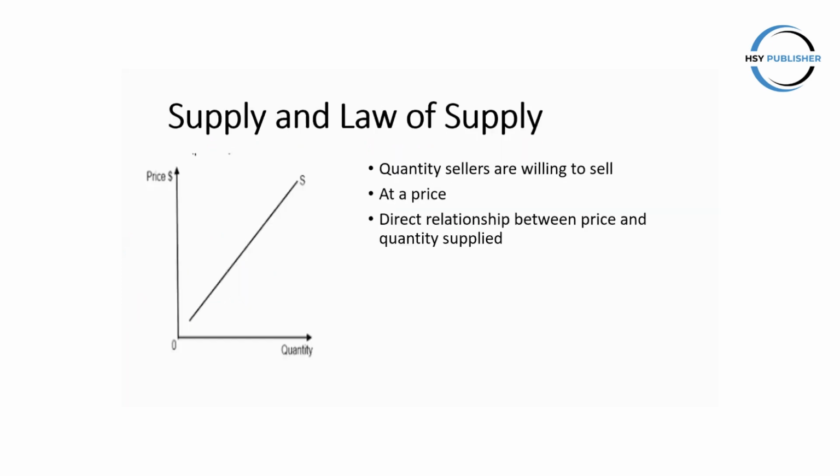Now, we need to understand the other side of the market, that is supply and the law of supply. So what is it all about? Supply means the quantity that sellers are willing to sell. So here we need to understand that we are not considering actual sales. We are not considering actual sale. Instead, we consider the willingness part. How much quantity a particular person is willing to sell in the market at the prevailing price level in the economy.